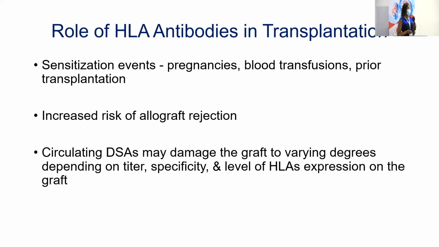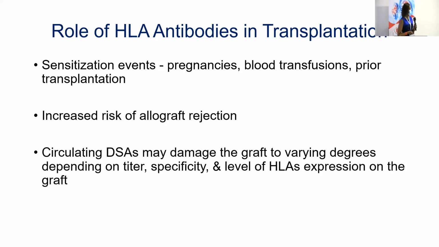We can get them from blood transfusions. These blood products contain white blood cells. Red blood cells really don't express HLA, but the other cells, white blood cells and platelets within the blood product contain the donor's HLA. And they can also come from prior transplantation.